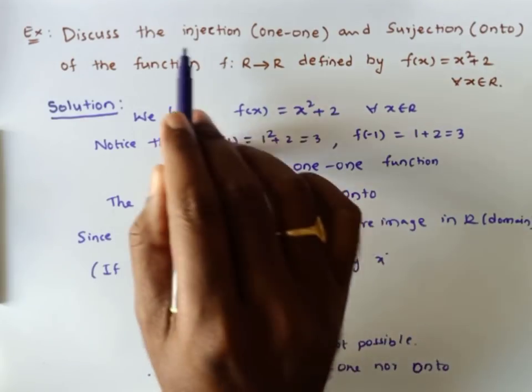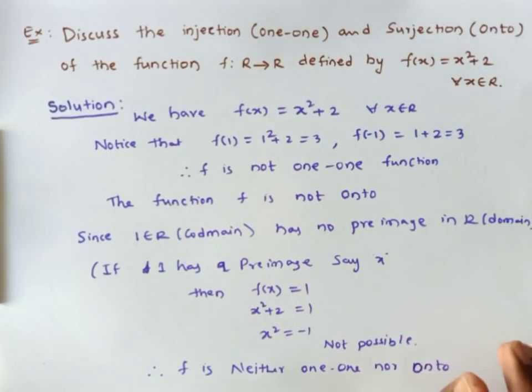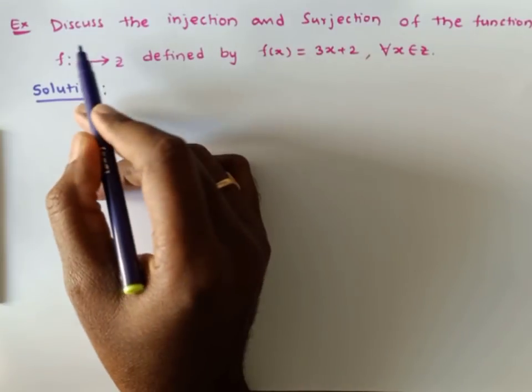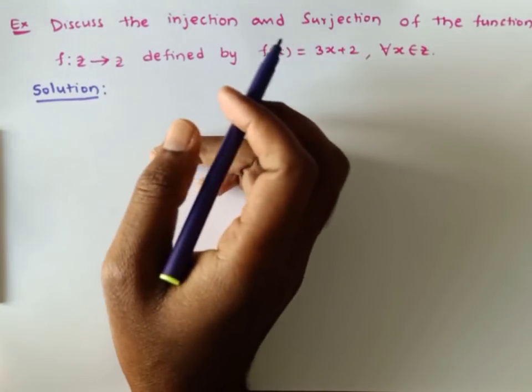Therefore f is not an injection, not a surjection. Therefore it is not a bijective function. Now let us see one more example regarding injection and surjection.